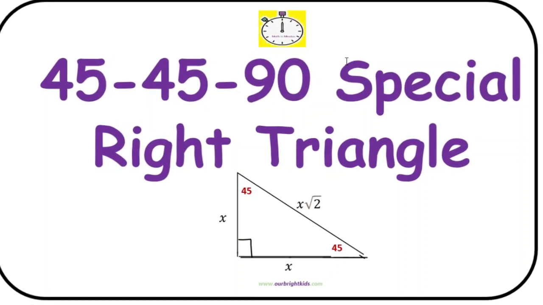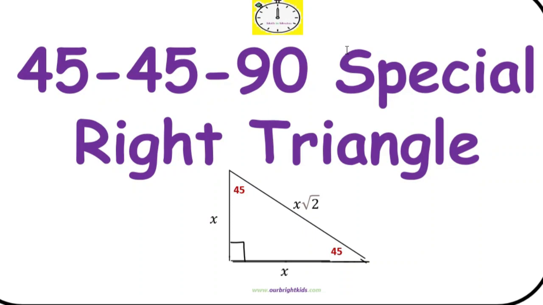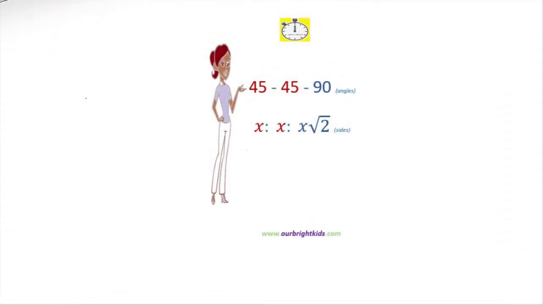This Math in Minute video is on the 45-45-90 special triangle. A special triangle is when you have one side, you can determine the other two sides of the right triangle because there is a ratio between angle to side.